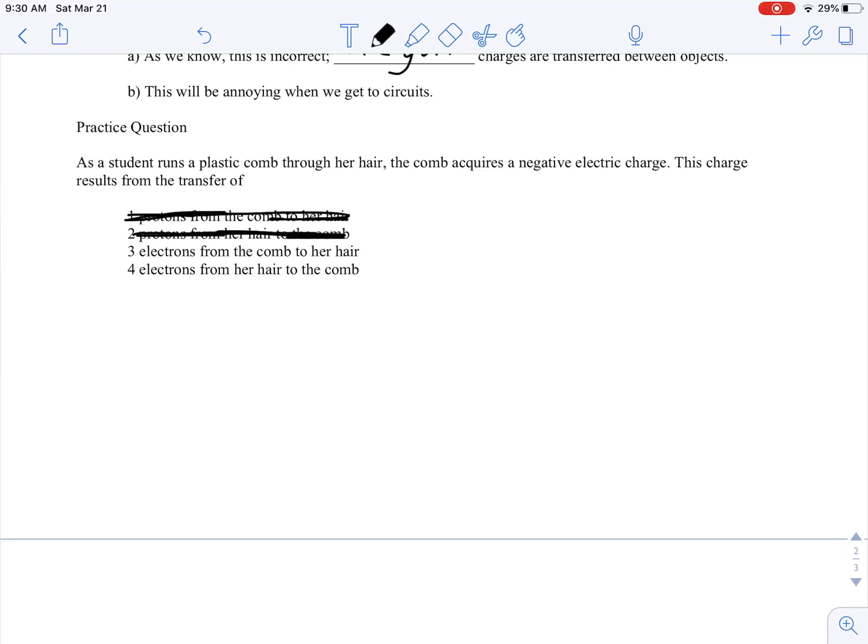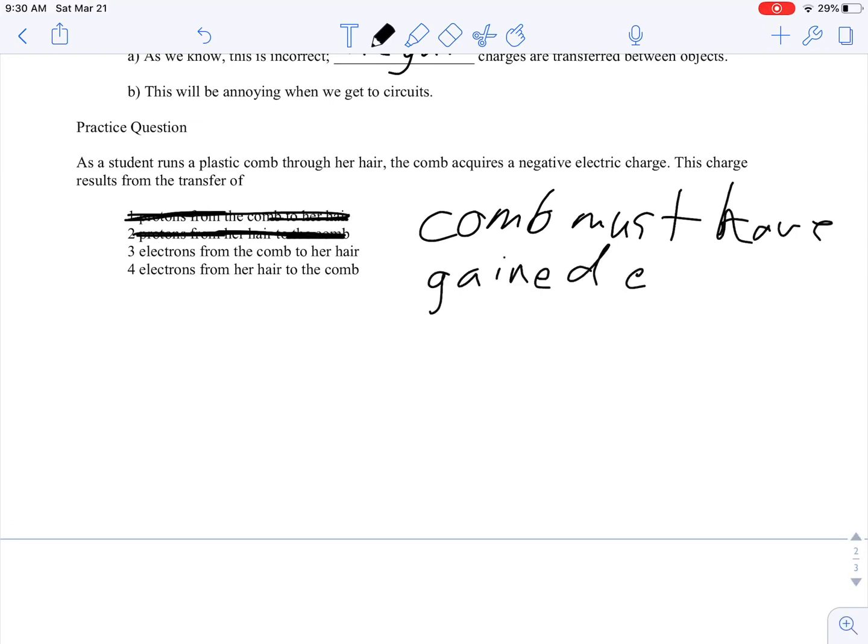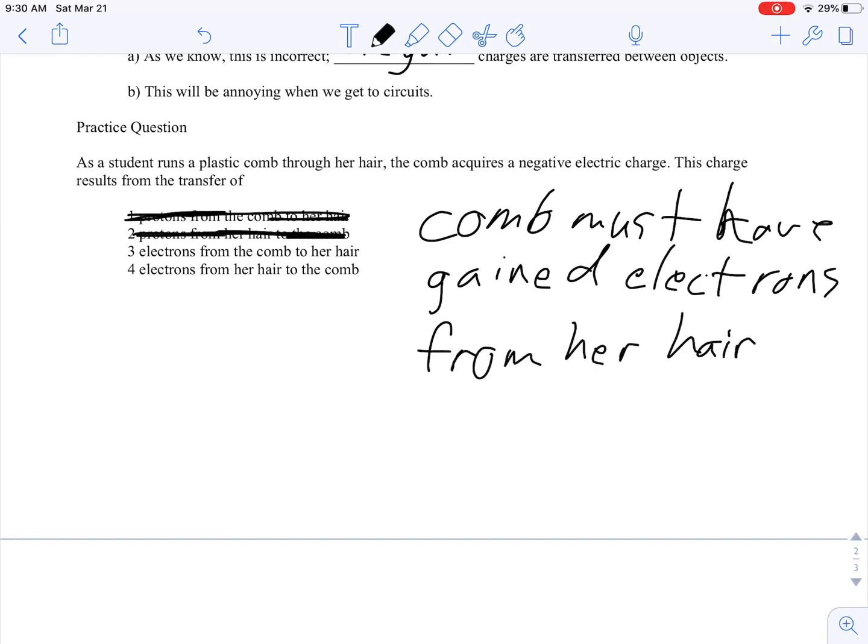So the comb becomes negative. If the comb becomes negative, the comb must have gained electrons. From where? They have to come from somewhere. From her hair. So let's say electrons transferred from the comb to her hair? No, the comb got the electrons. So electrons are transferred from her hair to the comb. So that'd be choice 4.